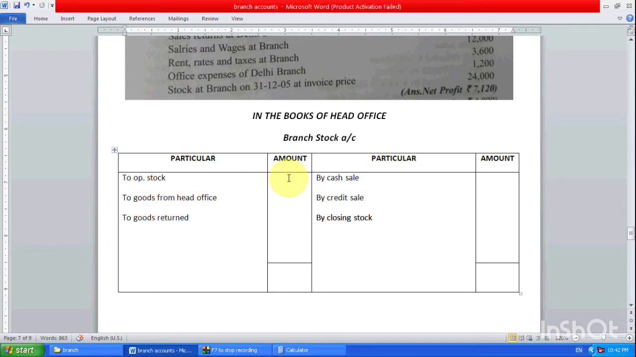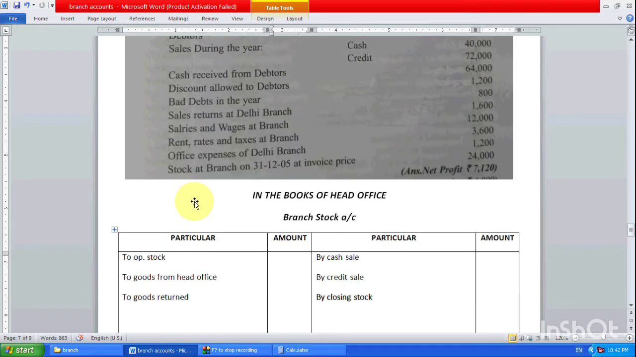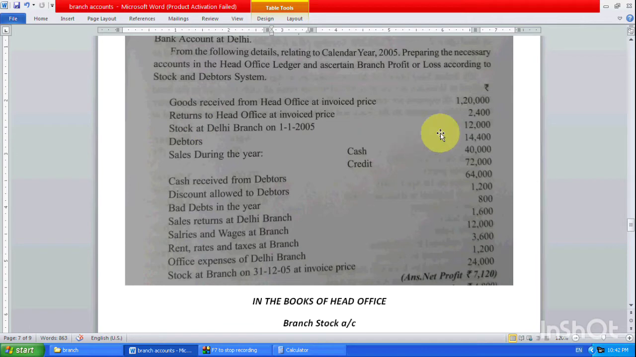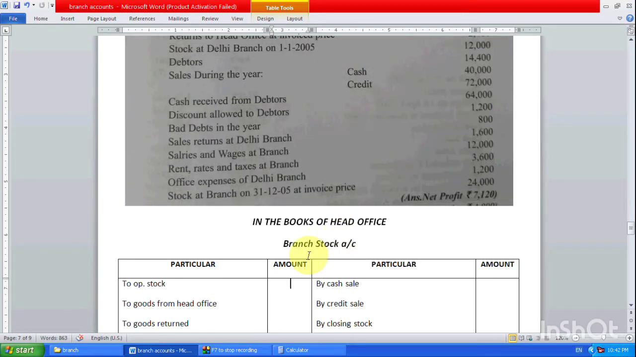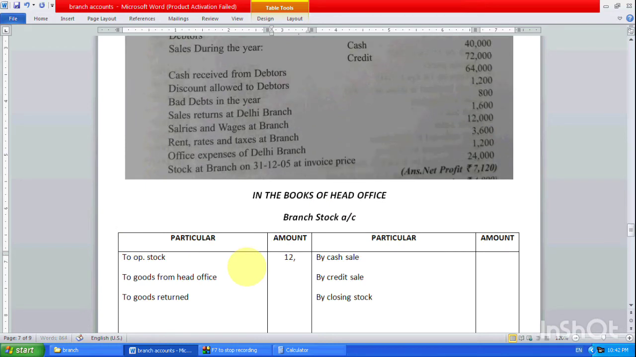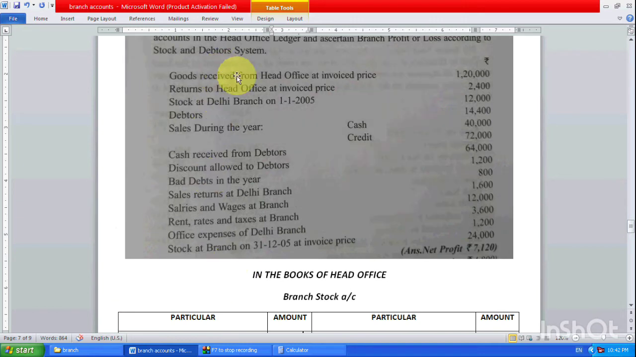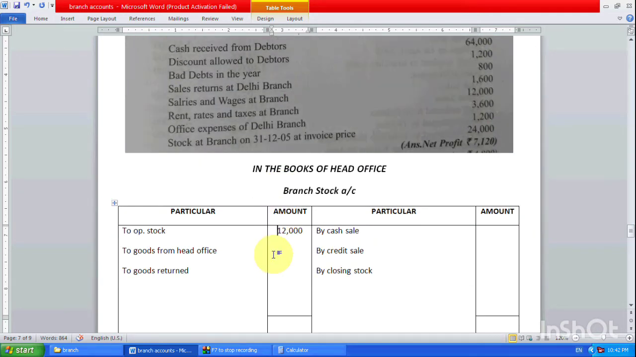Here, branch stock account, first we have to prepare the branch stock ledger. Okay, what is the opening stock, how much? To balance brought down, or to opening stock also. How much? 12,000 is the opening stock. Goods sent from head office, how much? Goods received from head office at invoice price 1,20,000. Remember, all the entries which are related to head office stock only we have to take. So right here 1,20,000 goods from head office.